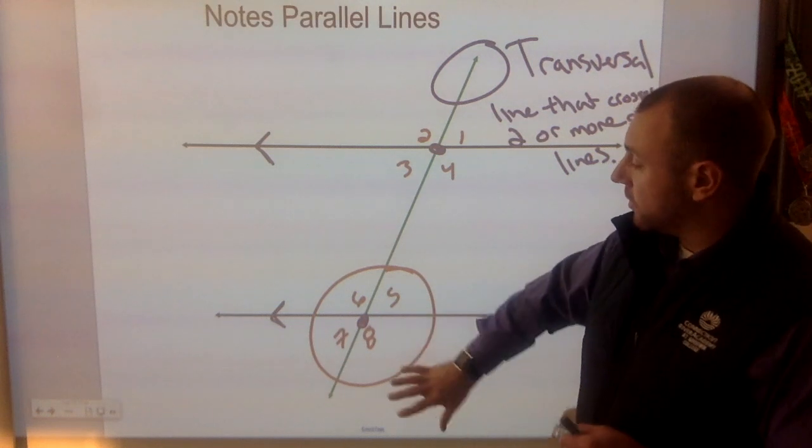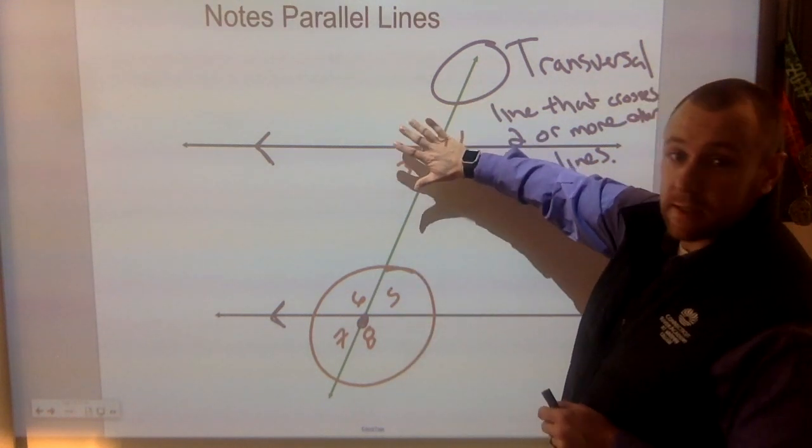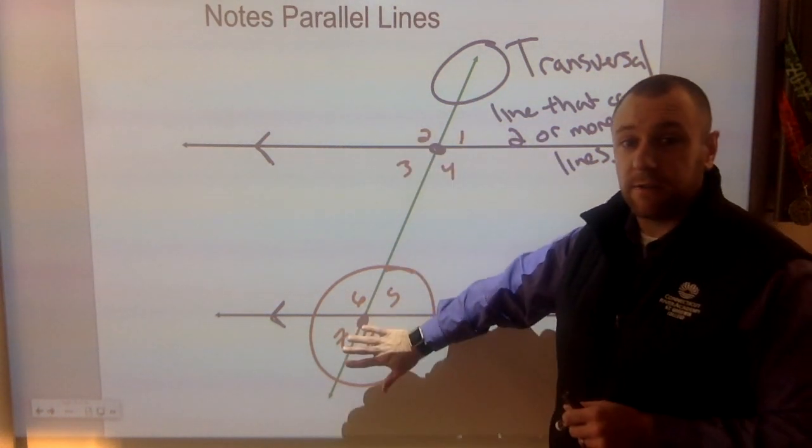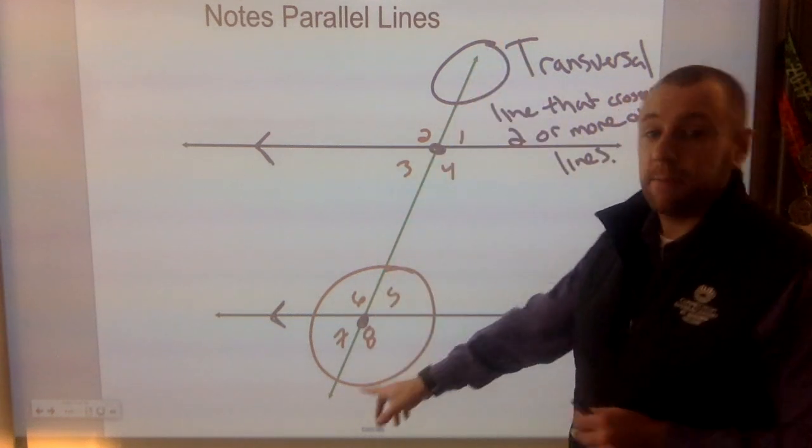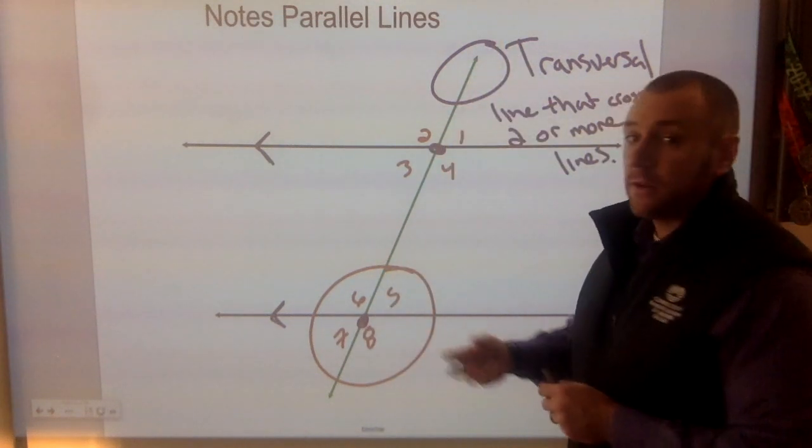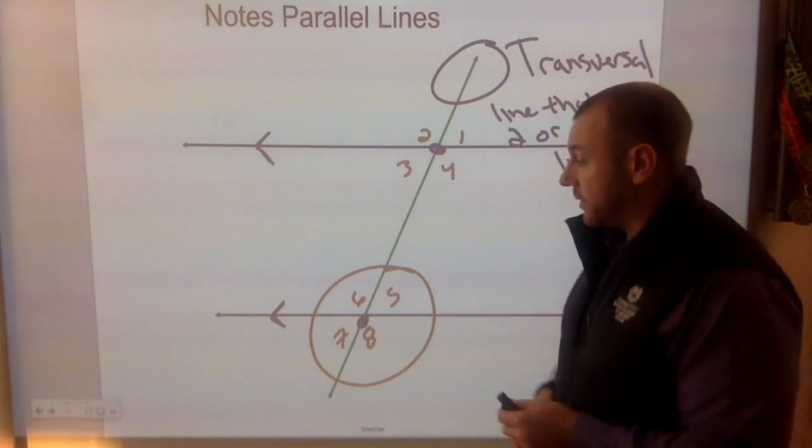And we've done that in the previous lessons in this unit. But we are now going to relate this set of four angles to this set of four angles because they're connected by that transversal. And there's four angle pairs that are formed with this.